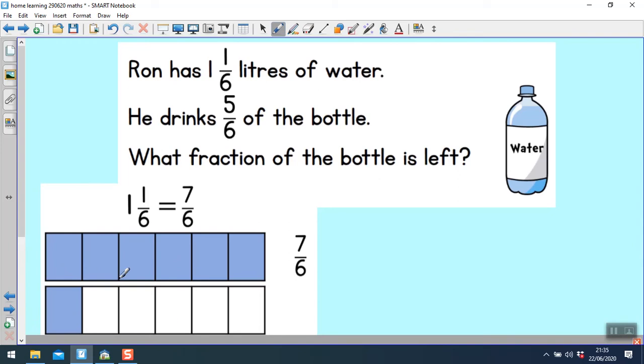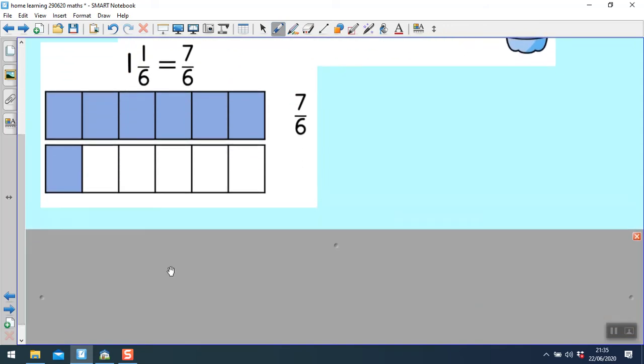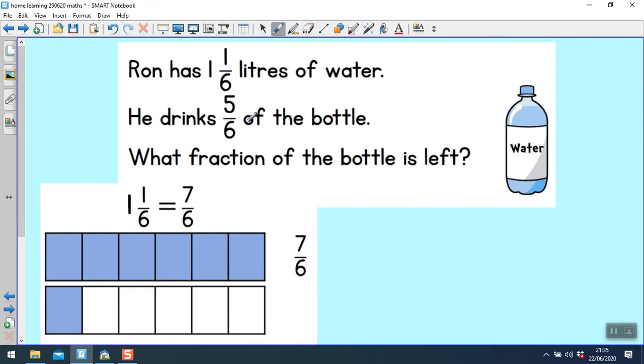So 1 1/6 is 1 whole one split into 6 sections plus 1 more 6th. And the question says he drinks 5/6 of the bottle. So I can cross out 5/6 of what is shaded. So 7/6 take away 5/6 equals 2/6. So 2/6 of the bottle is left, and you might know that that is the same as 1/3 because they can both be divided by 2.